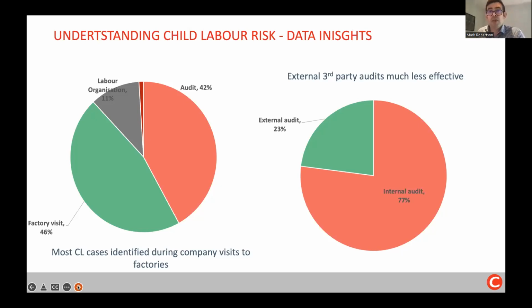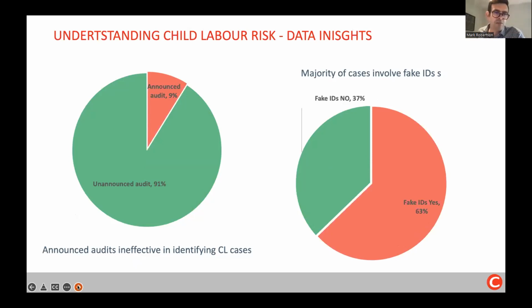What's also interesting is that if we think about audits, third-party or external audits are far less effective at identifying child labour, which is a problem because a lot of brands and retailers use third-party audit programs. For a variety of reasons, I'll perhaps expand on that in the Q&A. We do see that in most cases, the internal audits that you and your teams do are far more effective in identifying child labour cases. We also see that announced audits tend to be ineffective in identifying child labour cases. Probably not surprising, but still an important finding when you think about your own strategy around child labour prevention and remediation, and how you might need to supplement that from a due diligence perspective if you are relying on third-party announced audit programs.